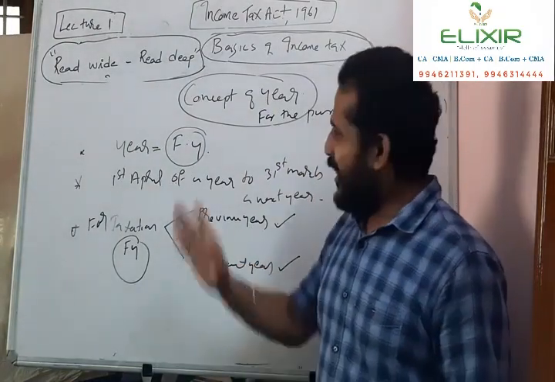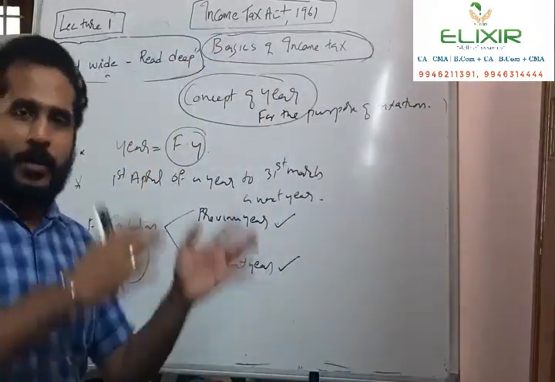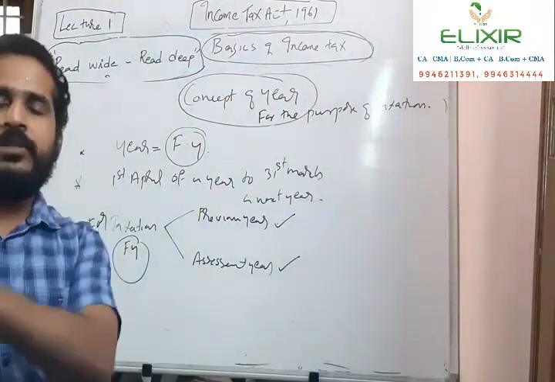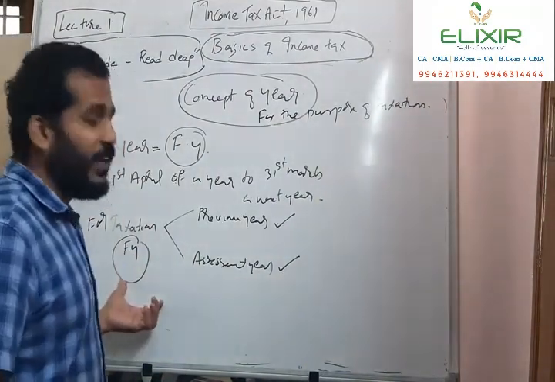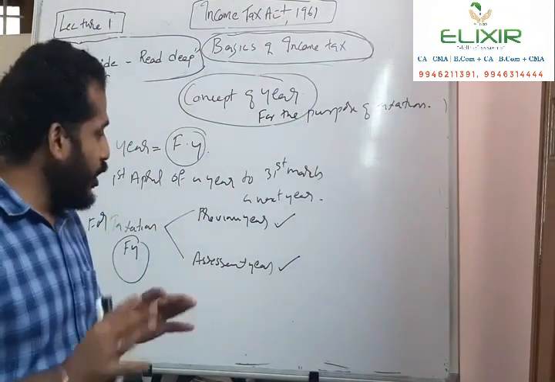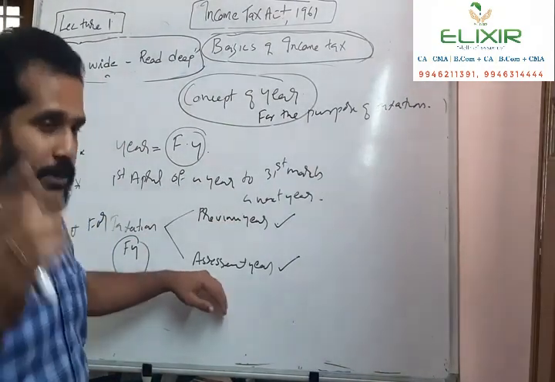Repeating once, year as per the Income Tax Act refers to the financial year commencing from 1st April of a year and ending on 31st March of the next year. And for the purpose of taxation, this financial year is viewed in two heads: one is the previous year and the second is the assessment year.